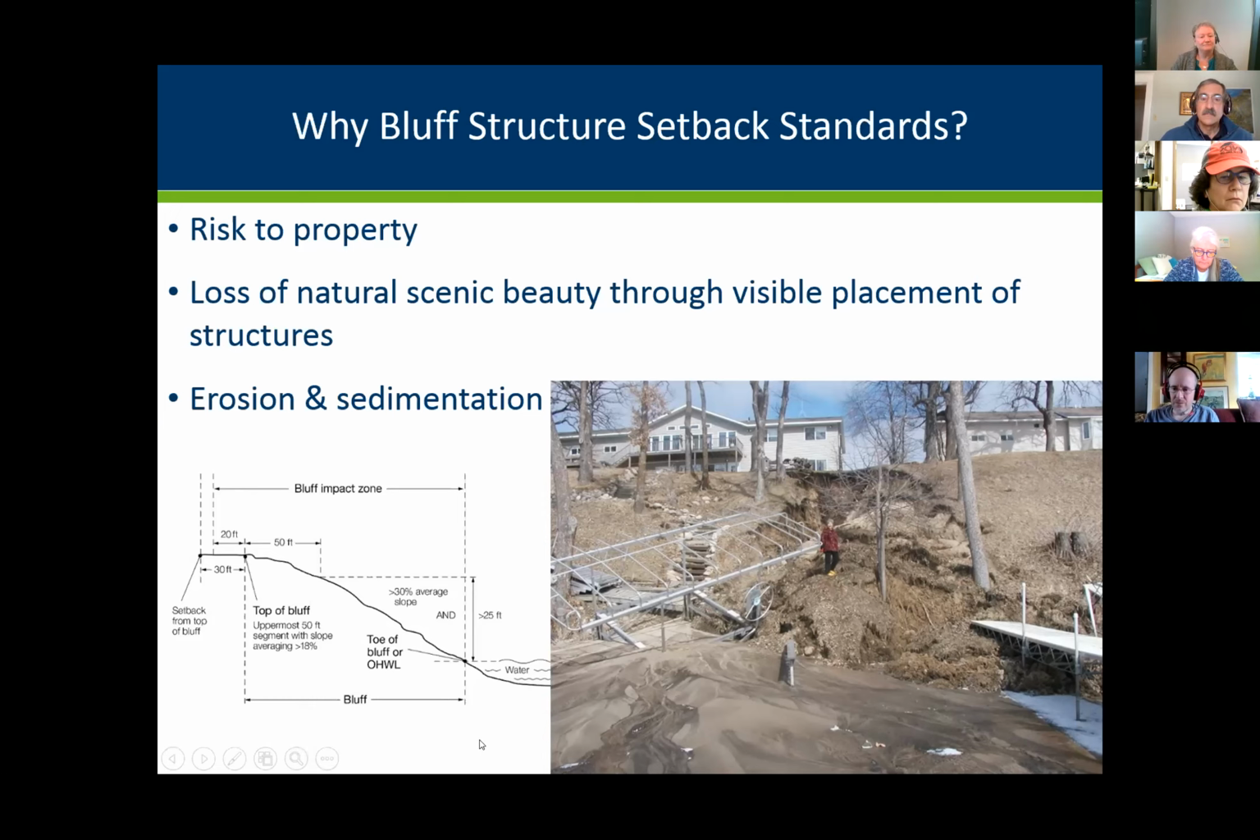But by and large, the program defines a bluff as anything 30% or greater over any 25-foot rise. And then we have protections within that area for vegetation removal and setbacks above the bluff as well.